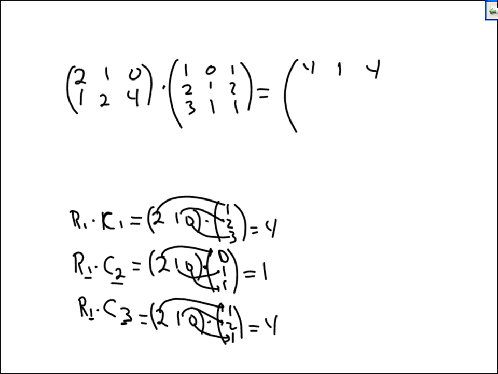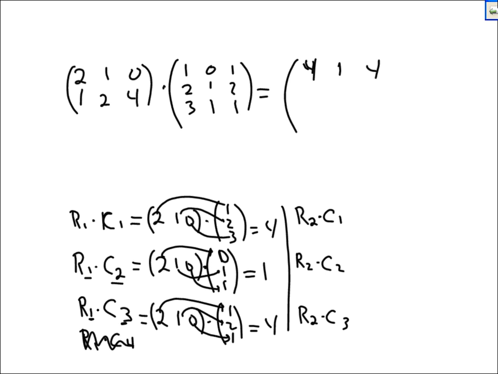Then I attempt, let me just make this 4 clearer, to do row 1 with column 4 of the second matrix. But there is no fourth column. Okay, so I'm done with row 1. Now I do the same thing with row 2. I dot row 2 with column 1. I dot row 2 with column 2. And finally, row 2 with column 3. And I remember there is no column 4.